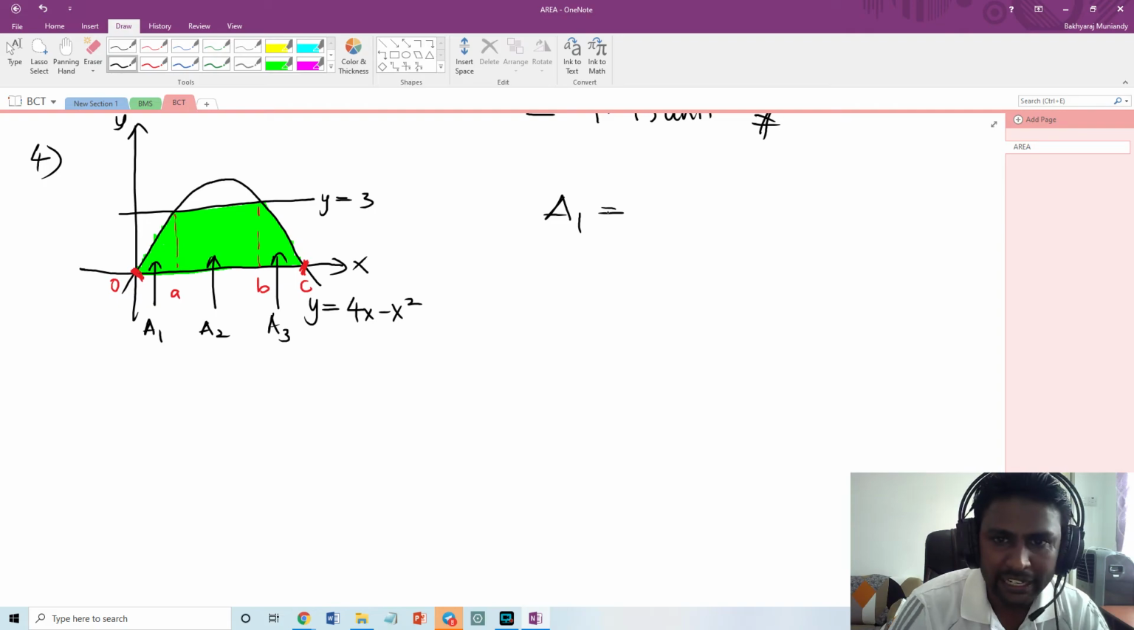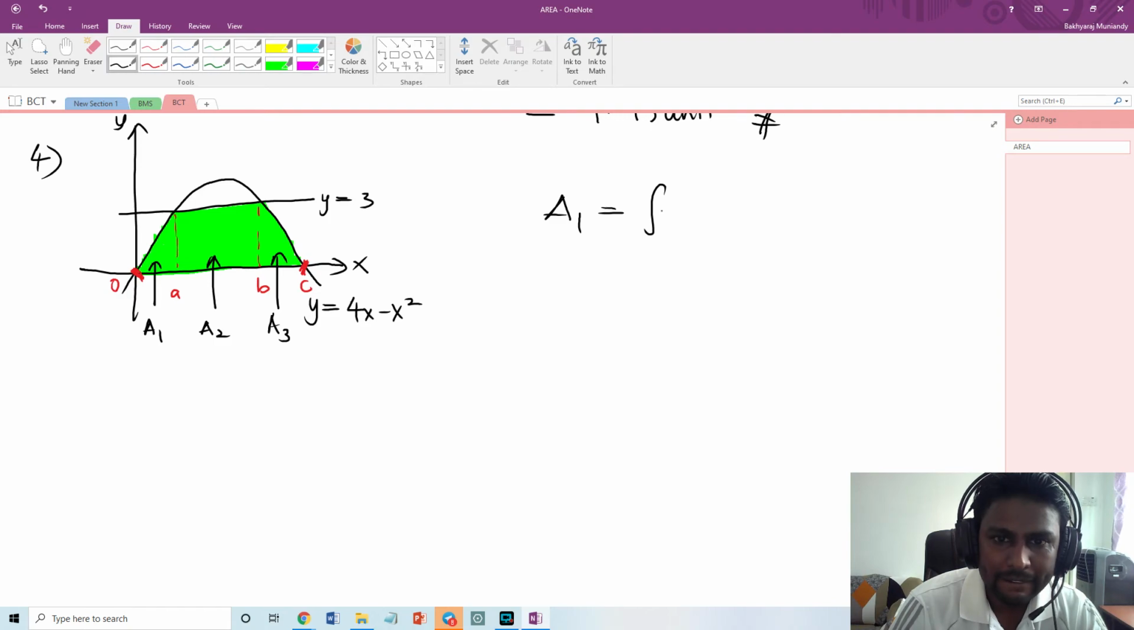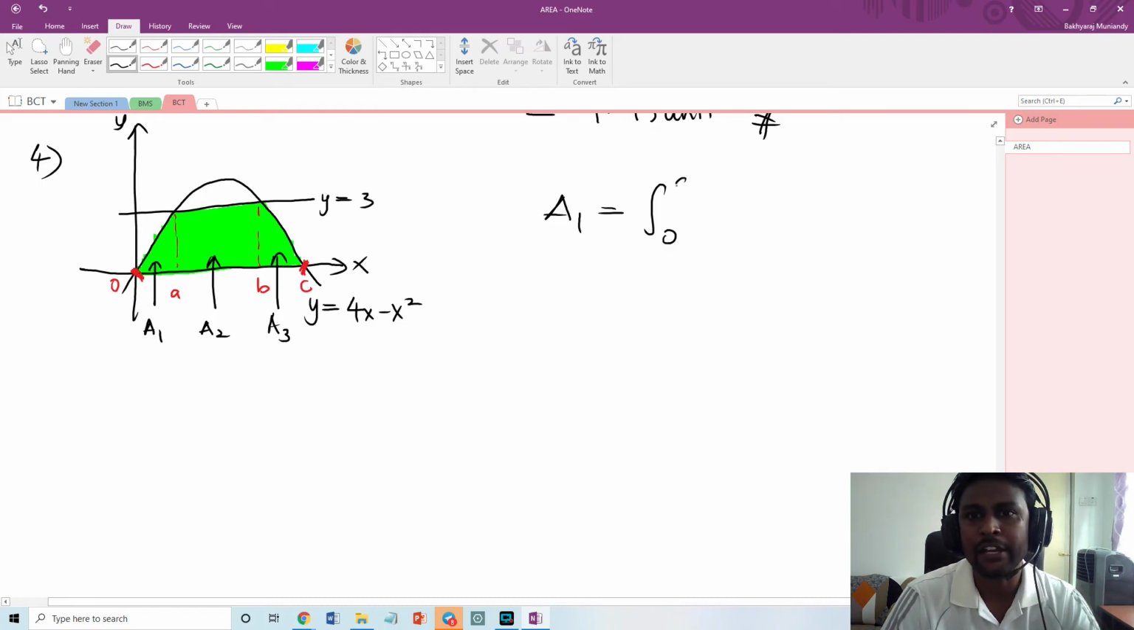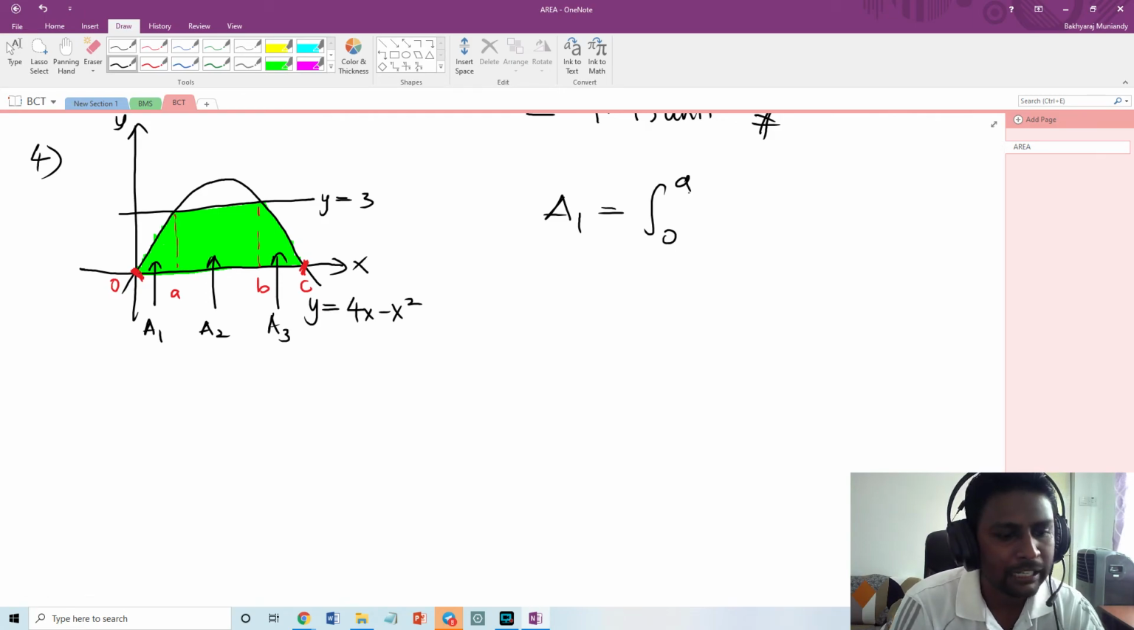Okay, how to find area 1? So we want to find area 1. Okay, integral. What is our limit? 0, correct? 0 and A, correct, very good. So if you get that, you get the limits of area 1.